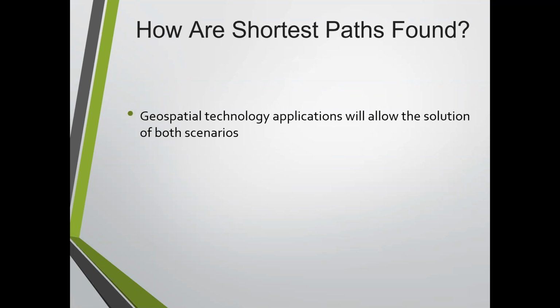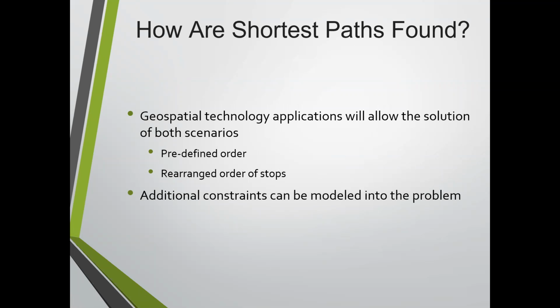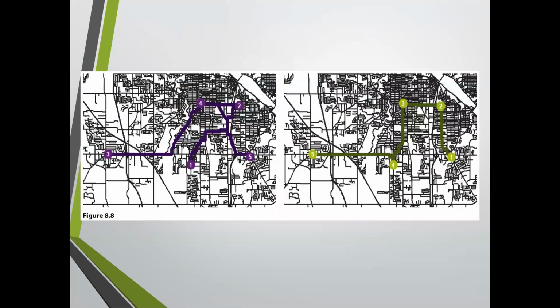Okay, so the geospatial application probably allows you to do both scenarios, the predefined order or the rearranged order of stops, depending on whether you're letting it happen, or it might do both. And then you can also put constraints into that model as well. As we said, things like starting and ending points could be constraints, different starting and ending points. Like I said, you could put other things in there, like you want no left turns, those kinds of things.